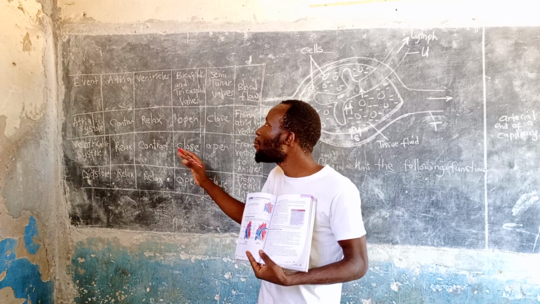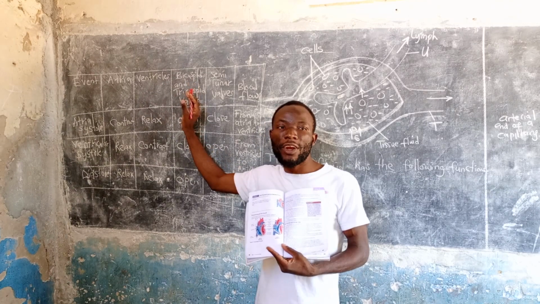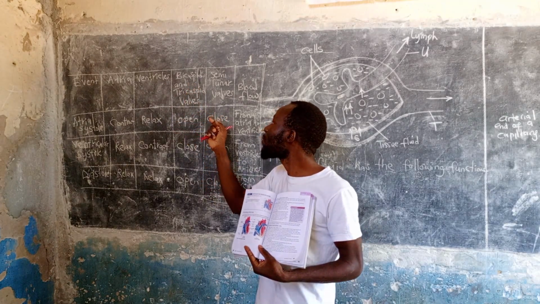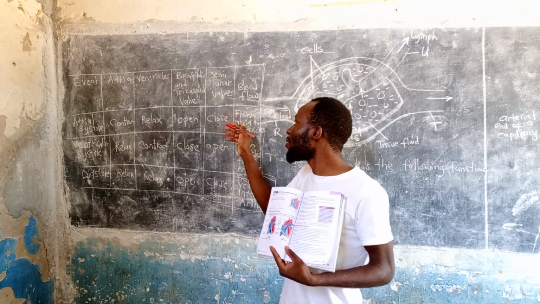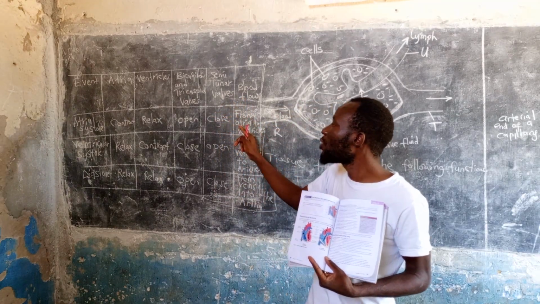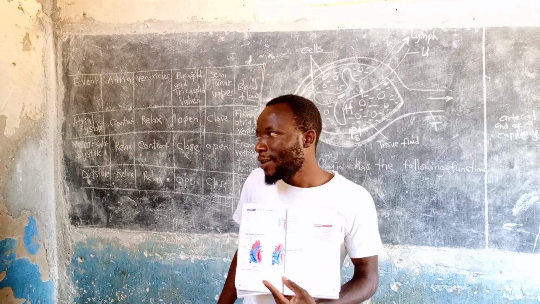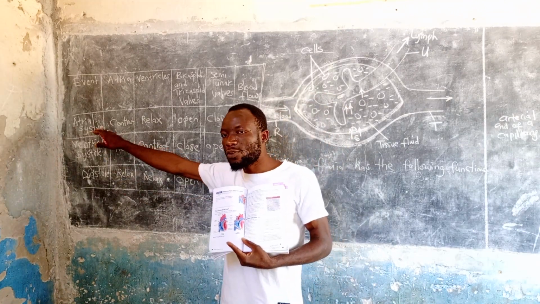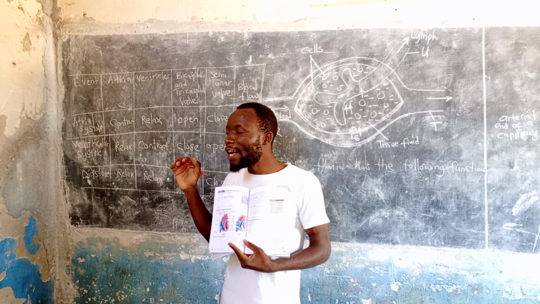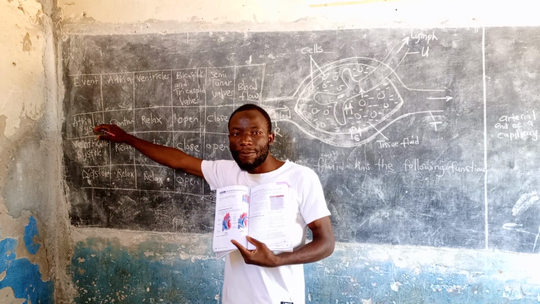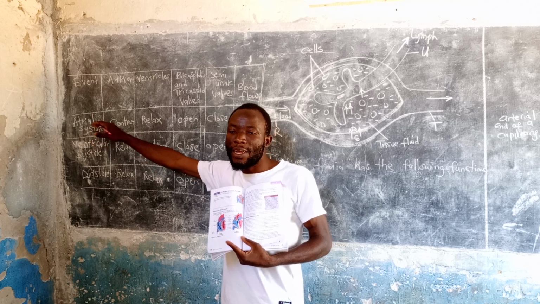So the bicuspid and tricuspid valves are open, and these are closed. Now, how is blood moving? Like I said, blood is moving from the atria to the ventricles. Are we together? Yes. So that's about the atrial systole. The heart is still pumping blood. After this has happened, there will be a pause.